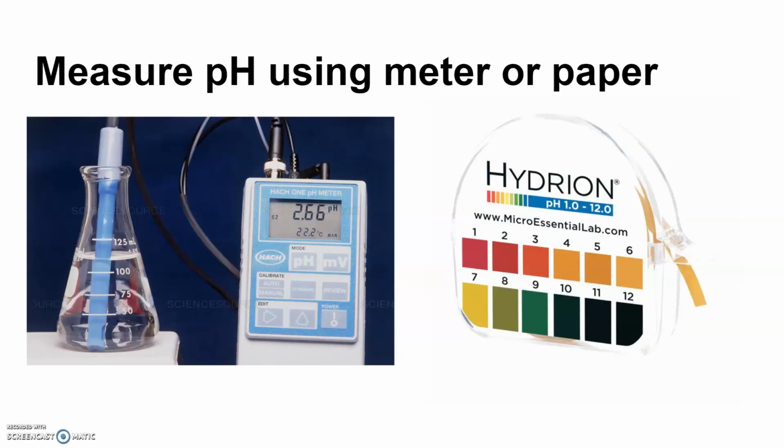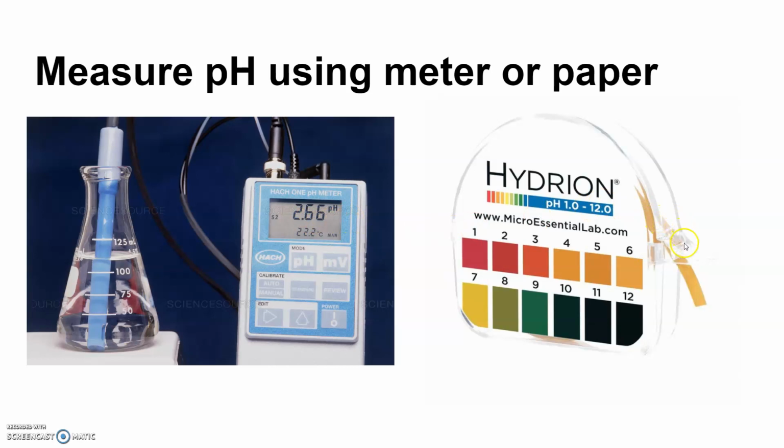How do we measure pH? We measure pH using what's called a pH meter or pH paper. So a pH meter is just a probe, and you'll stick it in whatever solution you're dealing with, and then it'll give you a digital reading of the pH. So here, this is clearly an acidic solution because the pH is less than 7, it's 2.66.